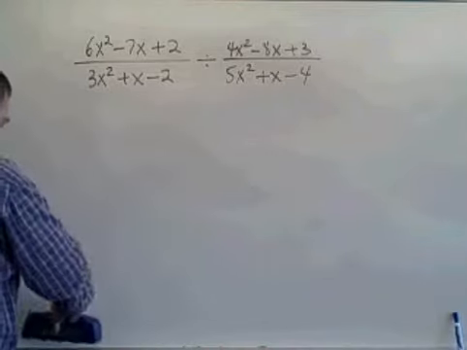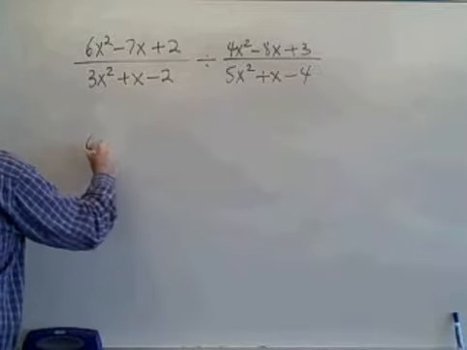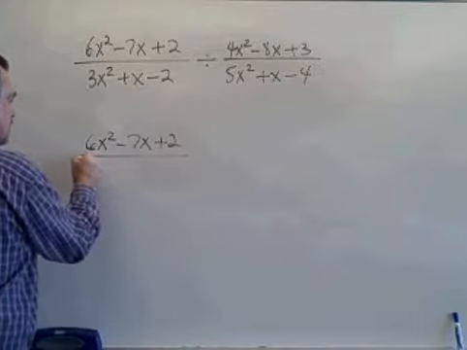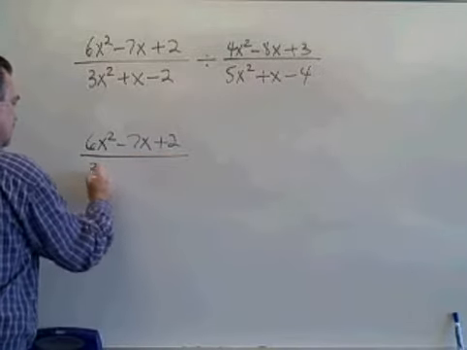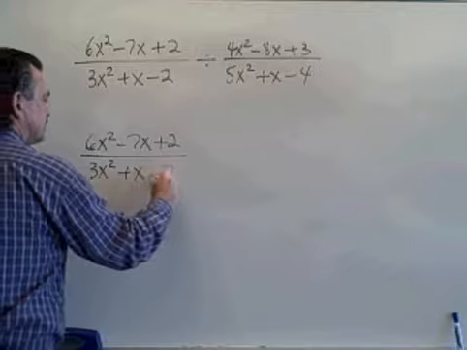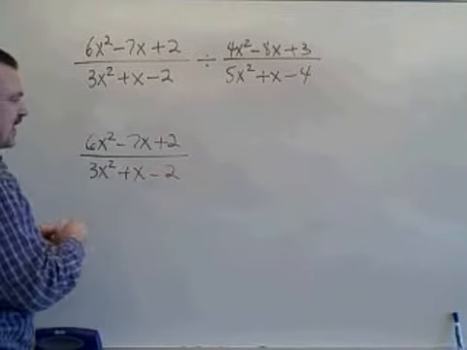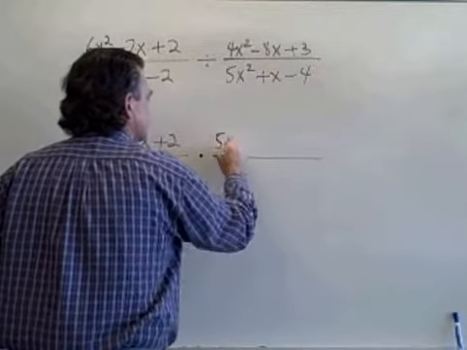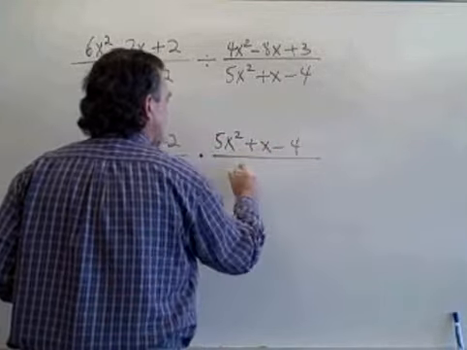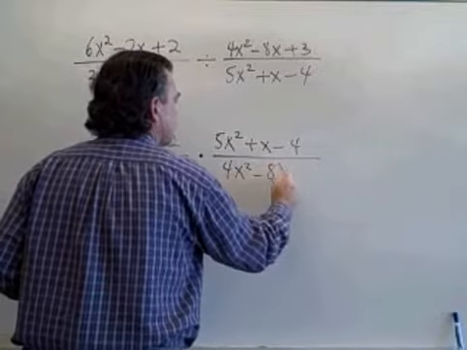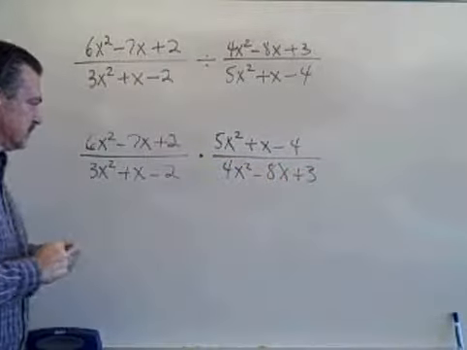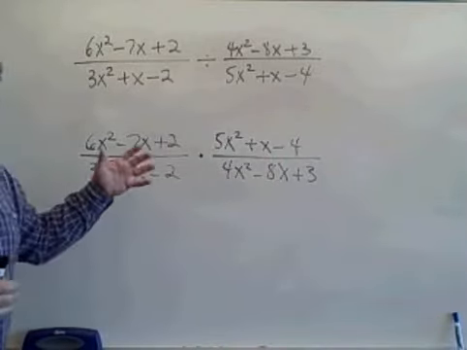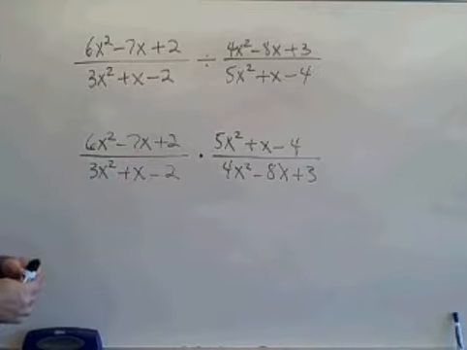Make sure I have enough space here for doing my factoring, so I'll move that down just a little bit. This fraction, remember, remains unchanged. And the second fraction, we're going to take the reciprocal of that fraction and multiply it times the first fraction. So now it's just a multiplication problem of rational expressions. So before we multiply, we're going to factor.